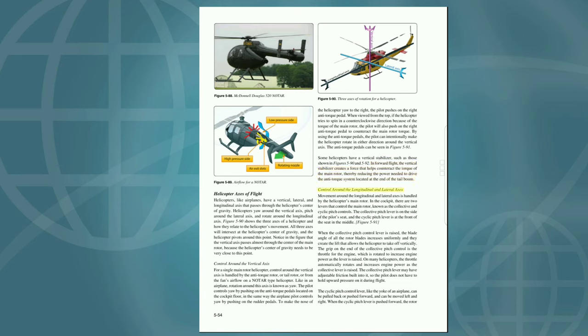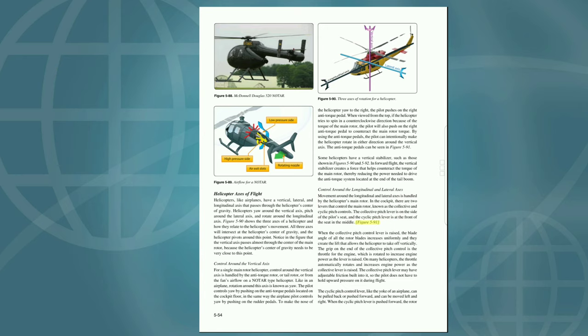Control around the longitudinal and lateral axes. Movement around the longitudinal and lateral axes is handled by the helicopter's main rotor. In the cockpit, there are two levers that control the main rotor, known as the collective and cyclic pitch controls. The collective pitch lever is on the side of the pilot's seat, and the cyclic pitch lever is at the front of the seat in the middle.